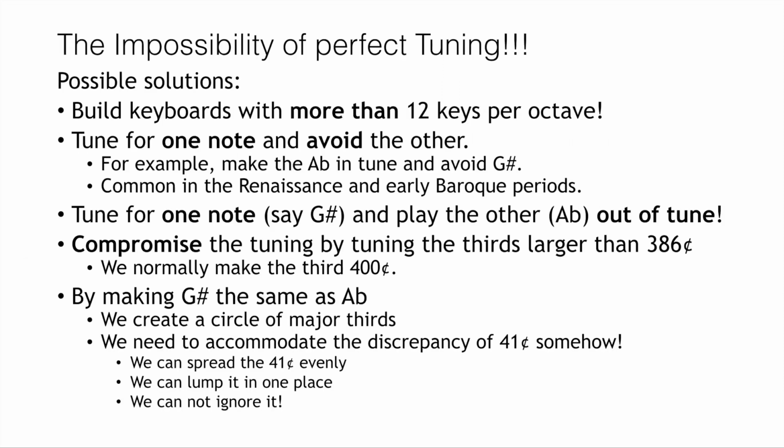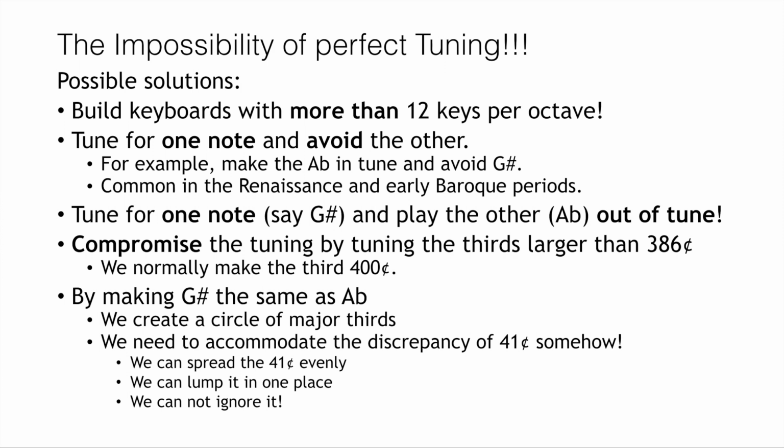Over the years, many approaches were taken. Some were physical, like building keyboards that had more than 12 keys per octave. There are still organs in existence that have this. Or we could optimize the tuning so one note works well and just avoid the other. Or we could just tune for one note and play the other one out of tune. Or we could make some sort of compromise tuning by tuning thirds larger than 386 cents. Often now what we do is we make the major third 400 cents.